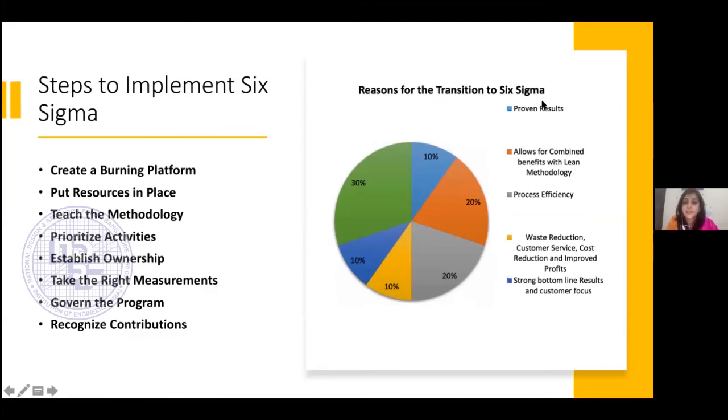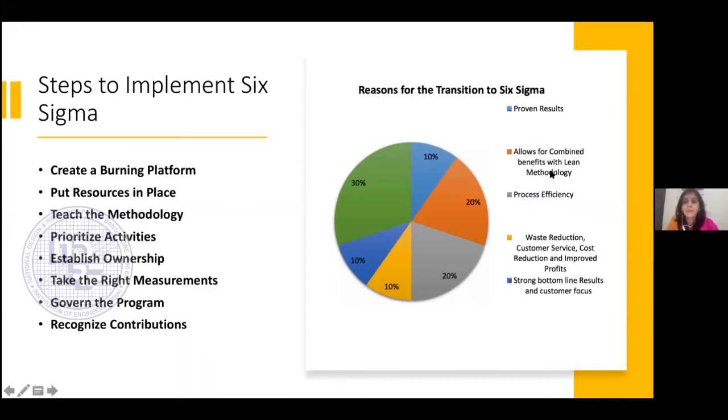Reasons for transition to Six Sigma: there are multiple reasons, and I've just listed them here with their percentages. Six Sigma has given proven results, and we have seen that many companies have achieved them. And to be frank, I think Amazon has also used Six Sigma extensively, and today it's the best of the best. It's among the top Fortune 500 companies. Walmart has used it. So we have seen the results, how they have been performing and delivering things on time, right, for so many around the world.